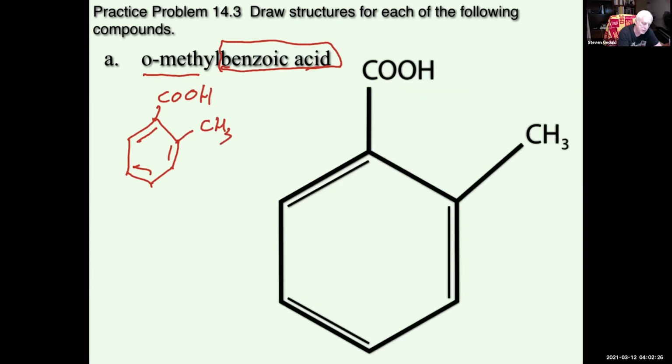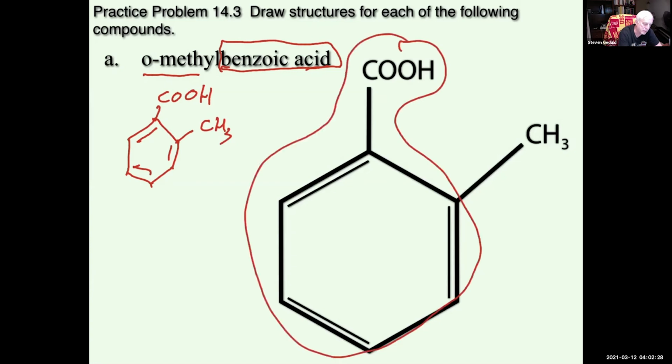This is benzoic acid right here. As long as the COOH group, the carboxyl group, is attached directly to the benzene ring, we've got benzoic acid, and everything else is named as a substituent. If the carboxyl group is not attached directly to the benzene ring, then the benzene ring is a substituent and is named as a phenyl.